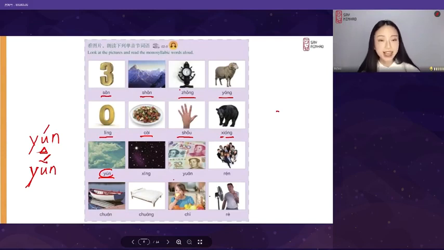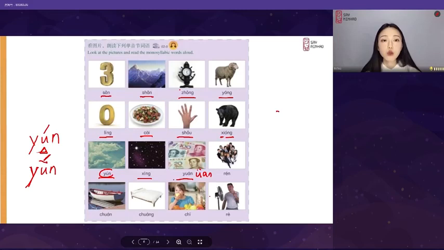Okay? Next one is xin. Read after me, please. Xin. The initial is x and the final is in and the tone is the first tone. So xin, read after me, xin. Next one is yuan, the major word for Chinese currency, RMB, yuan. So we can see here is yuan. Okay, the final is uan, and the tone is second tone.